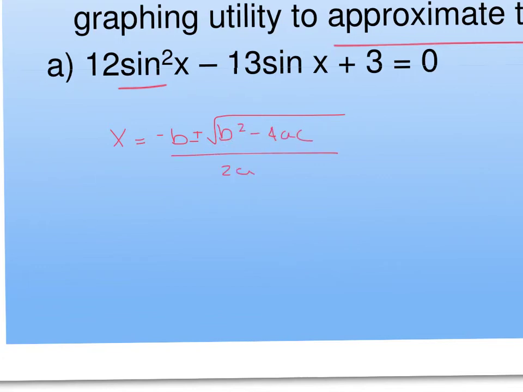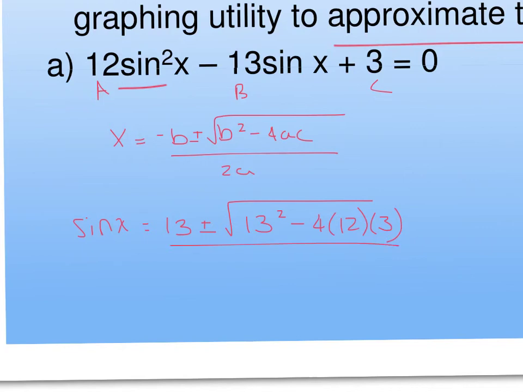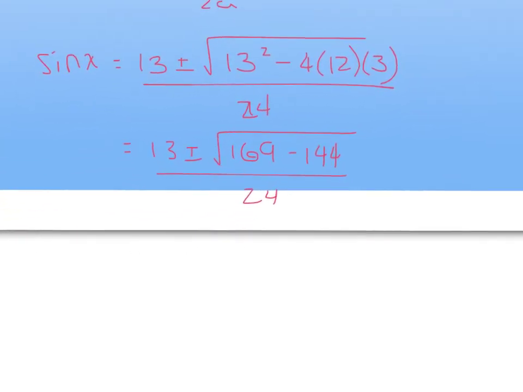And this is problem number 60 in your homework assignment. Okay? So this is A, this is B, this is C. Now I'm doing direct substitution. So I'm going to write sine of x equals -b, -13 makes it positive, plus minus the square root of b squared minus 4 times a times c, all over 2 times a. 2 times 12 is 24. And then that's going to equal 13 plus minus the square root of 169 minus 144, over 24. And what we get here is 13 plus minus the square root of 25, which is 5, over 24.